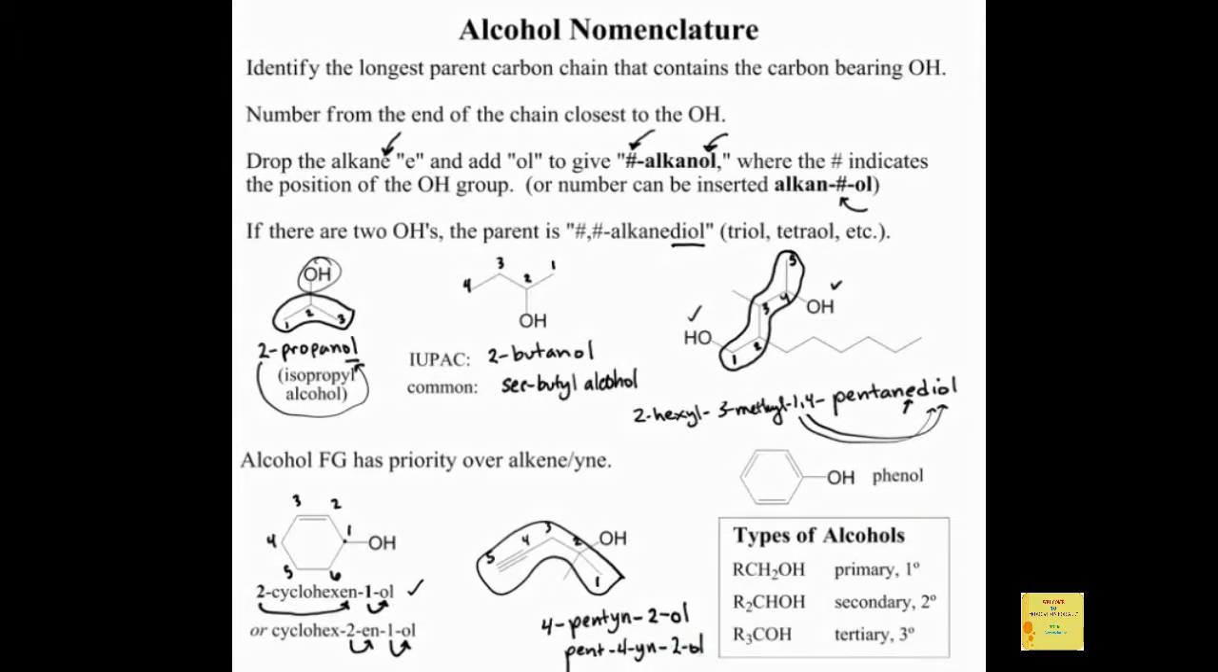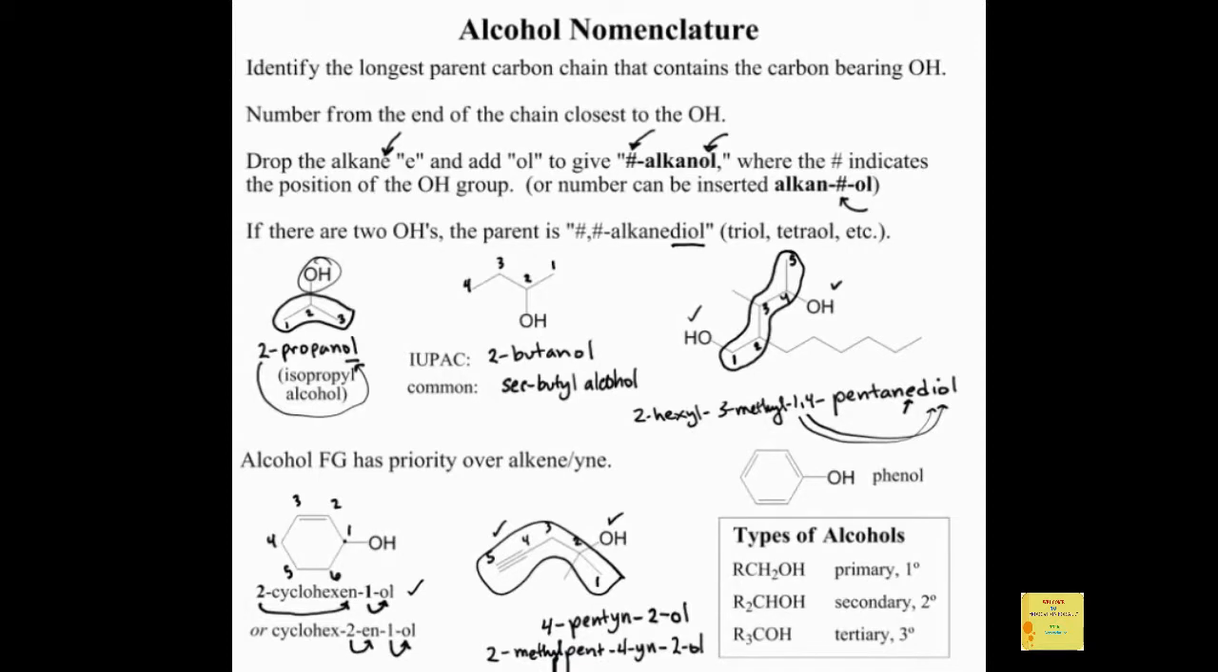Okay, the suffix always goes at the end. The OL is always the very last thing that you have. And we take care of all this parent stuff, and then we list out front everything else that's attached. So we've already handled the OH. We've already handled the triple bond. The only thing left is this methyl group at carbon 2. So we alphabetize all those, put them out in front.